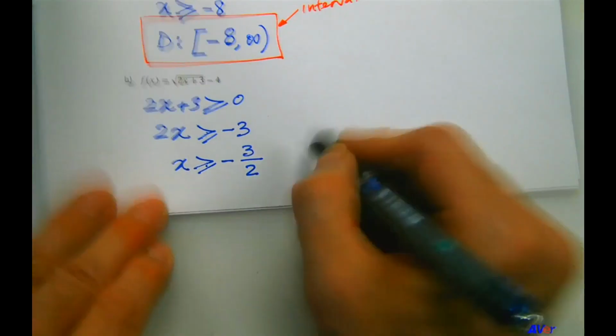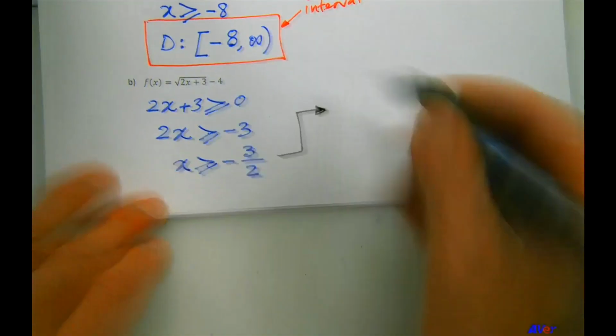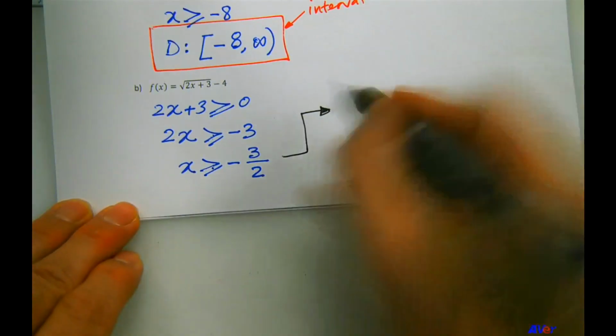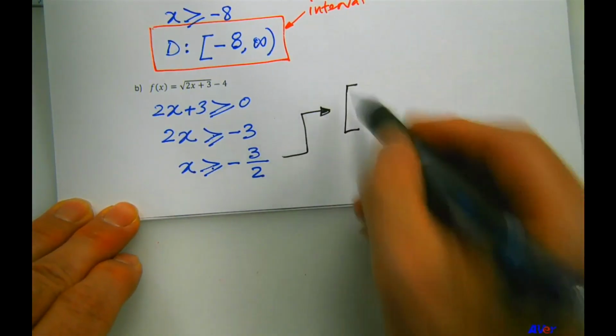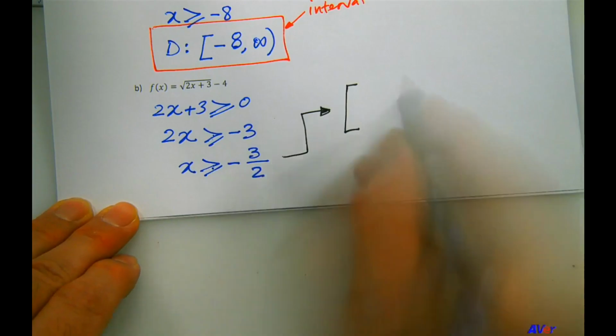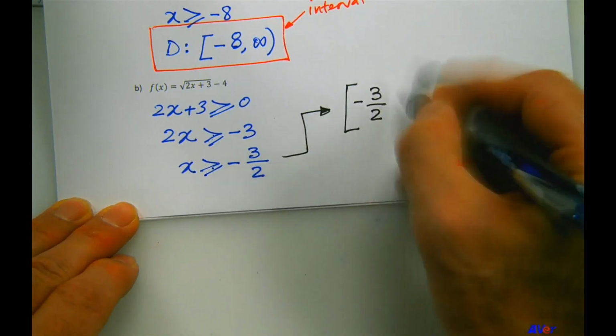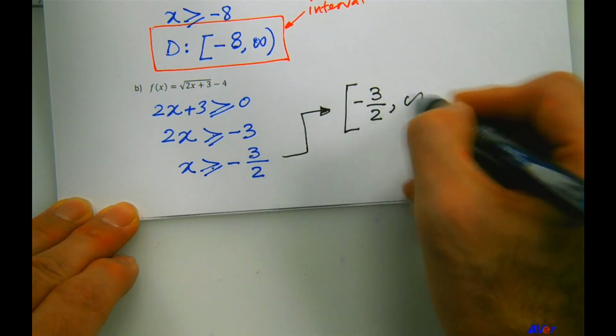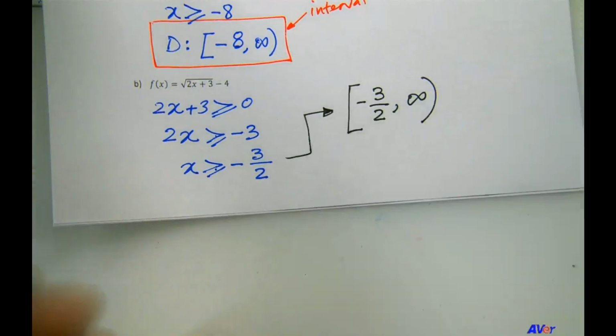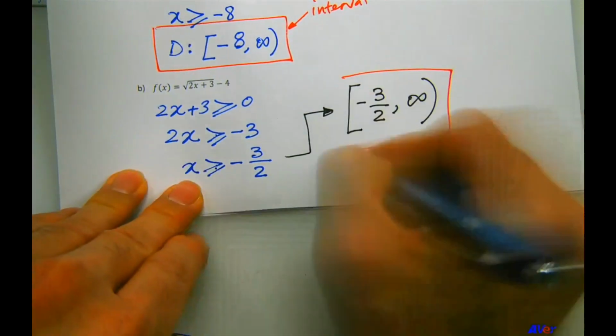So let's write down this answer using the interval notation, which would be bracket, right? Bracket means -3/2 is acceptable and part of the solution. So bracket -3/2, comma, infinity parenthesis, like that.